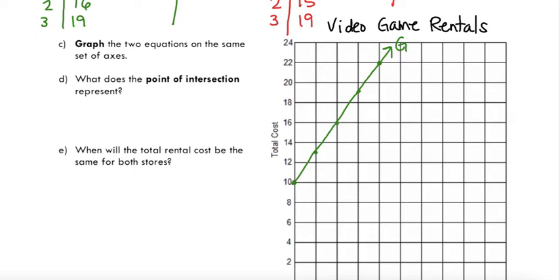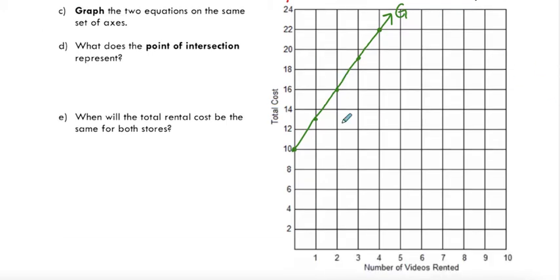Now I'm going to plot my points for 4 Less Video Games. So again, I'm going to use my table of values. It was 0 and 7, 1 and 11, 2 and 15. Oh, I skipped one. Let's go back and fix that. So 1 and 11, 2 and 15. Then we had 3 and 19. Look, there's our point of intersection. And then we had 4 and 23, so right there.